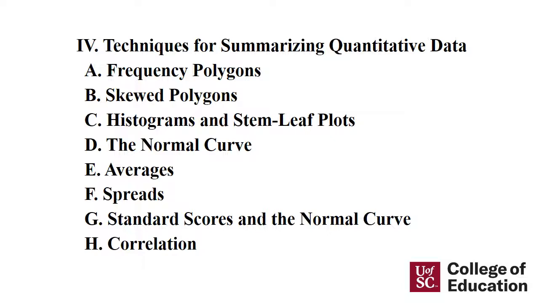G. Standard scores and the normal curve. Standard scores use a common scale to indicate how an individual compares to other individuals in a group. The simplest form of standard score is a z-score. A z-score expresses how far a raw score is from the mean in standard deviation units. The major advantage of standard scores is that they provide a better basis for comparing performance on different measures than do raw scores.